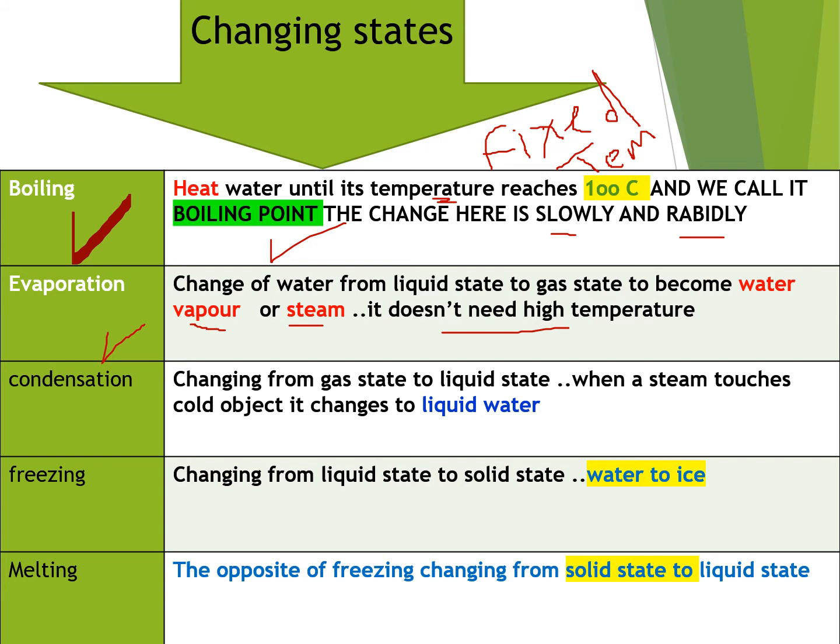Condensation, changing from gas state to liquid state when steam touches a cold object. Again, when steam touches a cold object, it changes to liquid water. The third one, freezing, changing from liquid state to solid state, for example, water to ice. The last one, melting, the opposite of freezing, changing from solid state to liquid state.